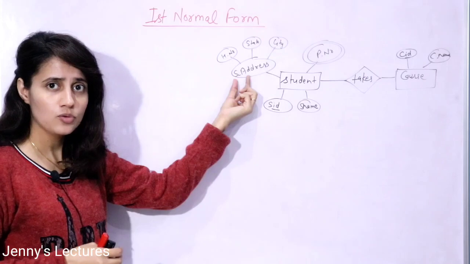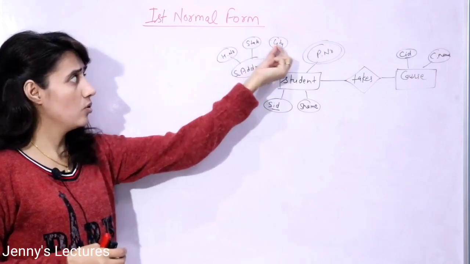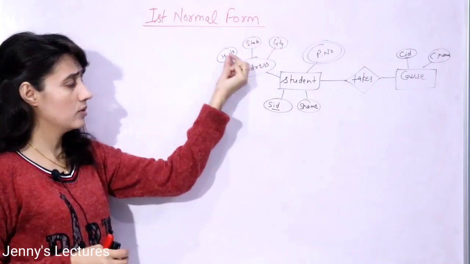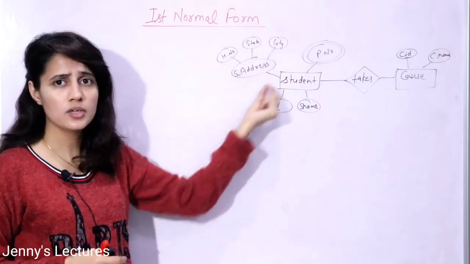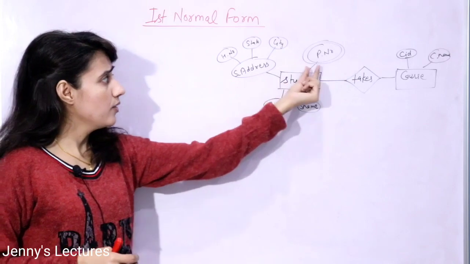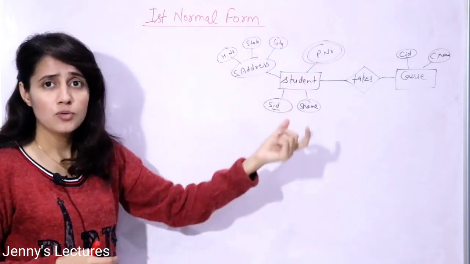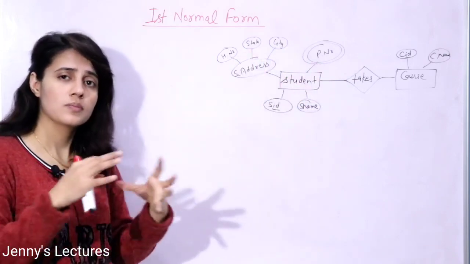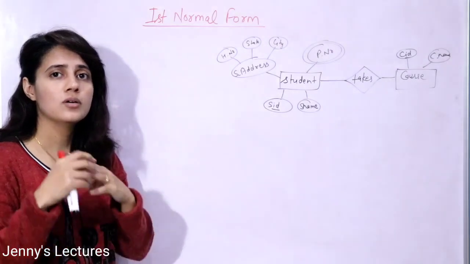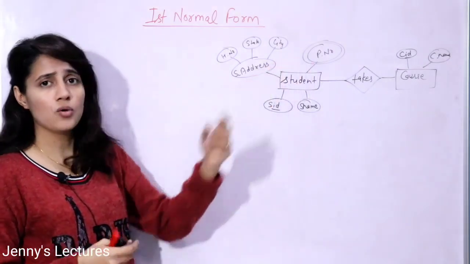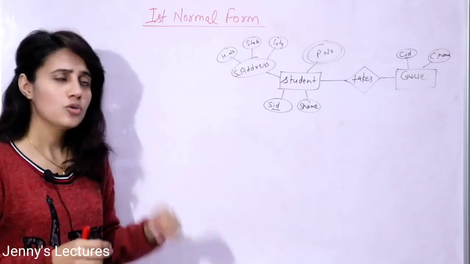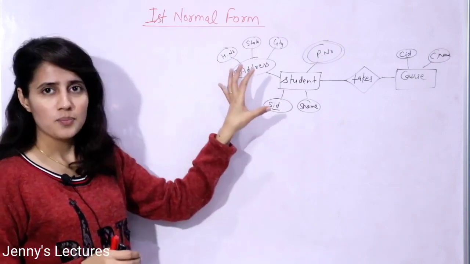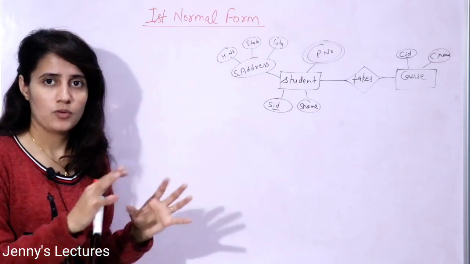This is a composite attribute. It is made up of other attributes. Address contains house number, state, city, country, like this. And phone number is a multi-valued attribute. Multi-valued attribute means an attribute that can have more than one value, meaning a student can have more than one phone number, two, three, five, something like this. So this is just a simple, small ER diagram I want to show you.